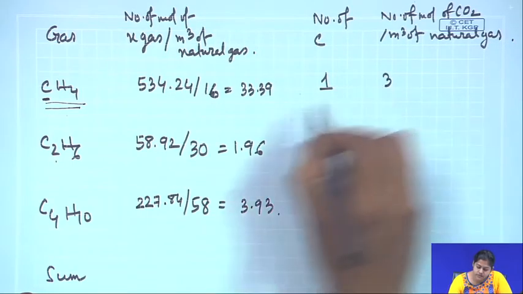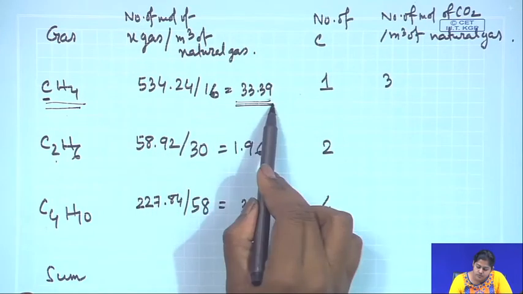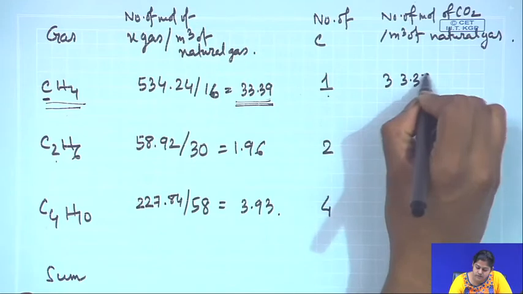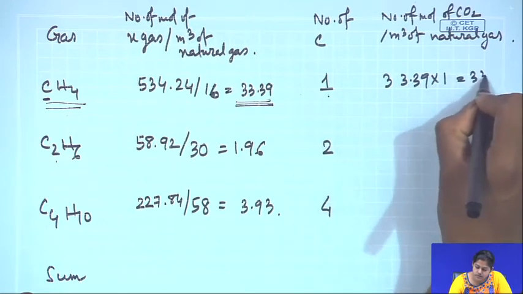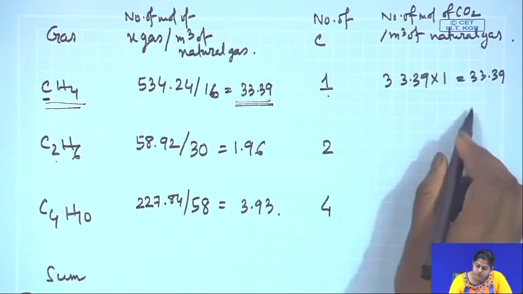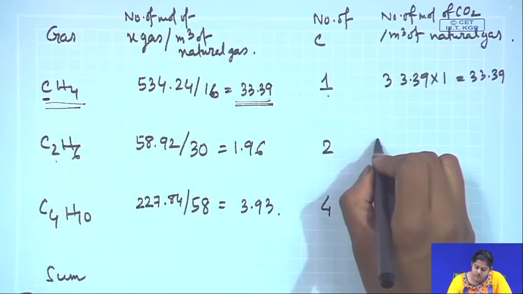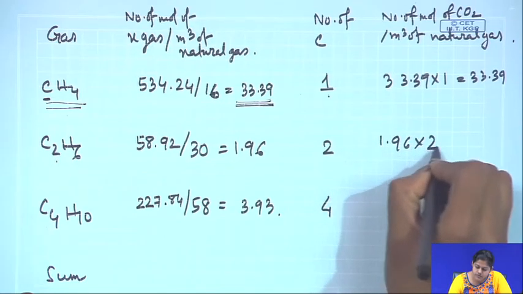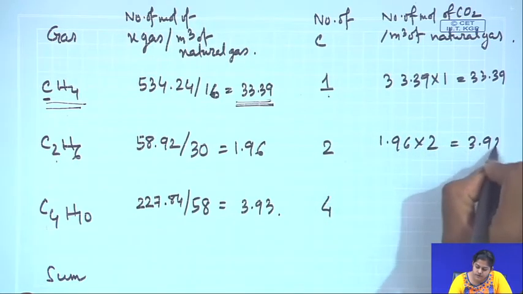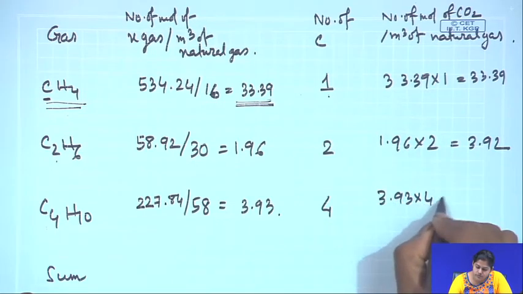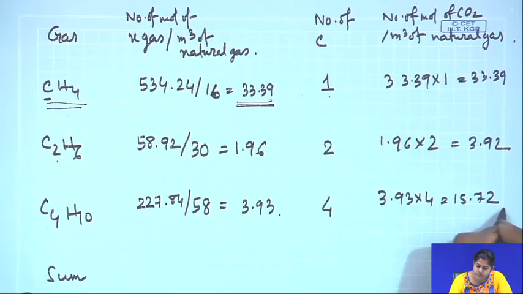This will be simply the number of moles of X gas we know, and now we know the carbon. So, that will be simply 33.39 into 1. So, 33.39 moles of CO2 will be generated due to the incineration of methane. Now, in the second case this will be 1.96 into 2, that will be 3.92. In the third case this will be 3.93 into 4, that will be 15.72.